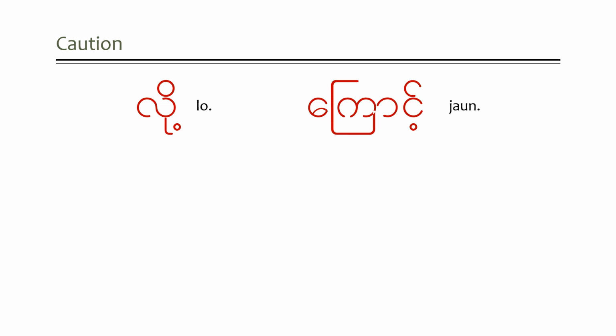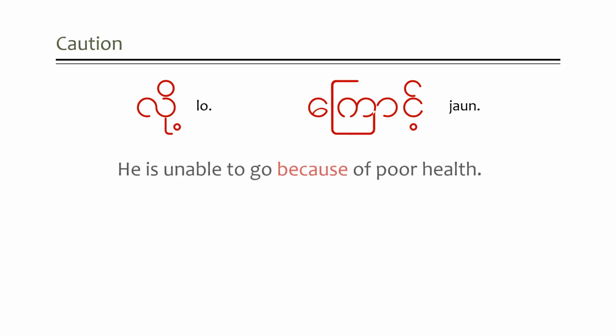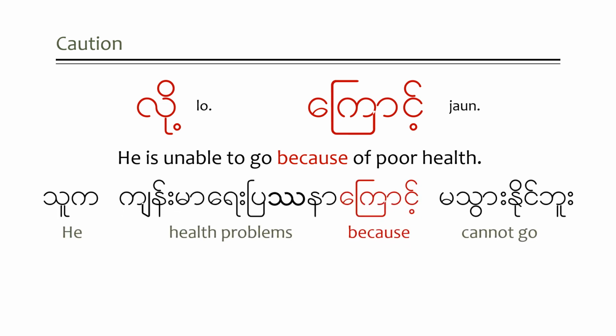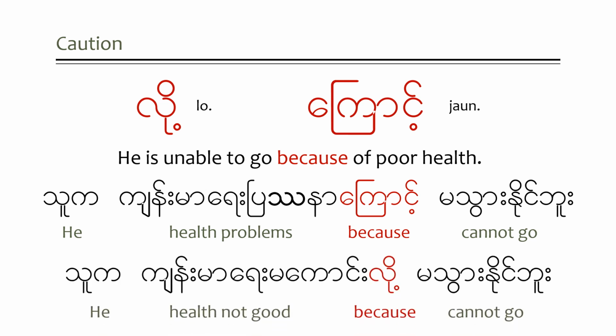Now you have to remember that in every language there's more than one way to say things. Let's look at an example of a sentence we've already used that could use either particle. He is unable to go because of poor health. We could say, Tuga jamaye pyarana jaun matwa naing bu. Now we're using health problems as the reason he cannot go. Therefore, we'd use the jaun particle because health problems is a thing, a noun. However, we could also say, Tuga jamaye makaon lo matwa naing bu.